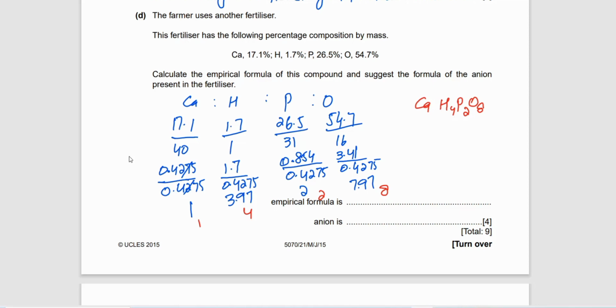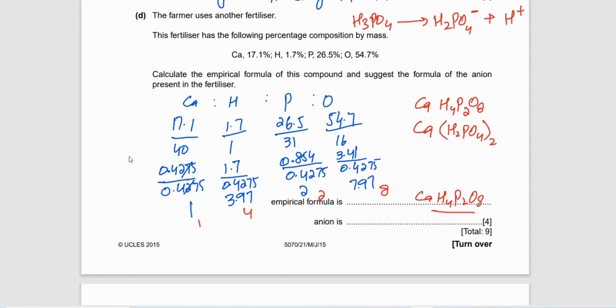So the anion would be H2PO4, because H3PO4 is phosphoric acid, and by removing one hydrogen it will become H2PO4 minus. Hydrogen has been removed because it is acidic. So it is taken twice because calcium has +2 charge. Okay, so we have the empirical formula CaH4P2O8, and the anion has the formula H2PO4 minus.